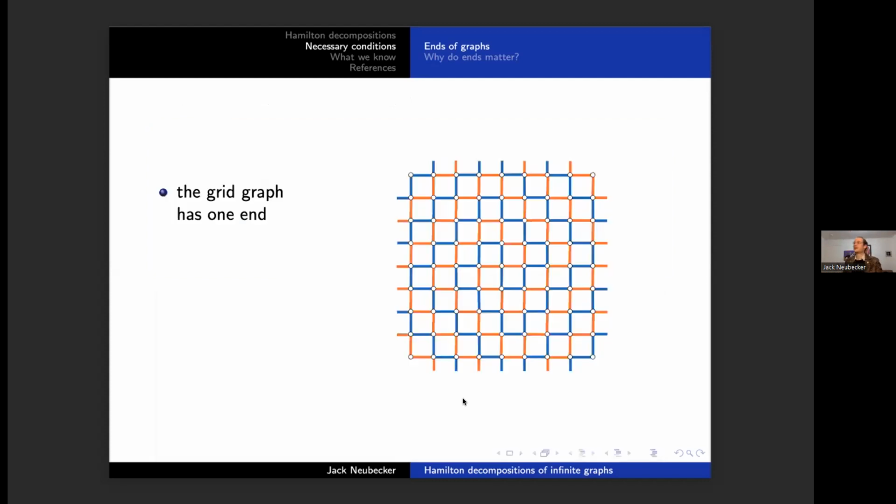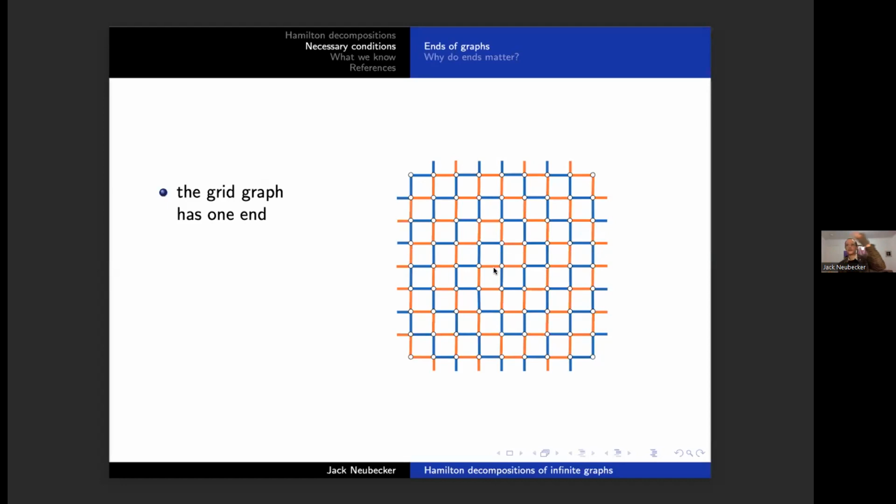Okay, so just to make sure that we really understand what ends are, let's talk about why the grid graph only has one end. Intuitively, you might think that it's got an infinite number of different directions we can go, but let's pick a pair of rays that seem to be going in very different directions. Say the x-axis negative and then x-axis positive.